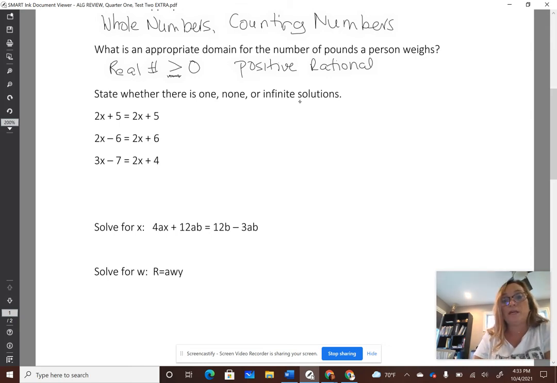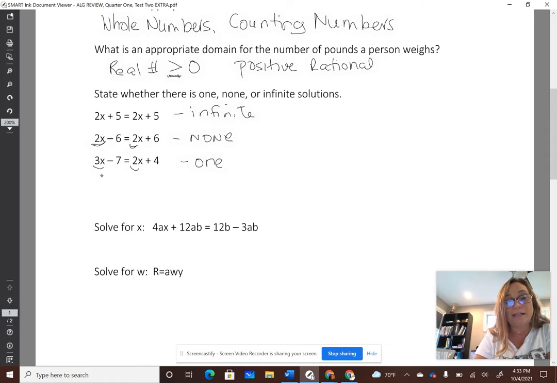State whether there is one, none, or infinite. Okay, well, whenever you have the same thing equal to the same thing, that's always going to be infinite. So now when you have the same linear terms, but different constants, that's going to be none or no. And when you have different linear terms, that's always going to be 1, which means it's solvable.